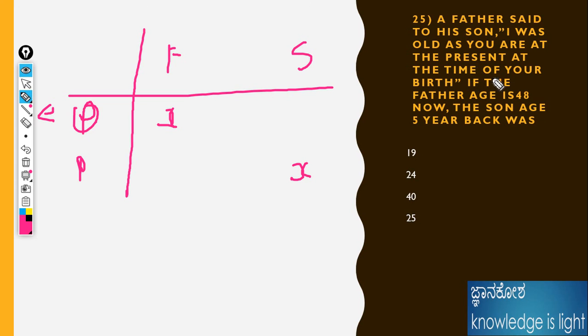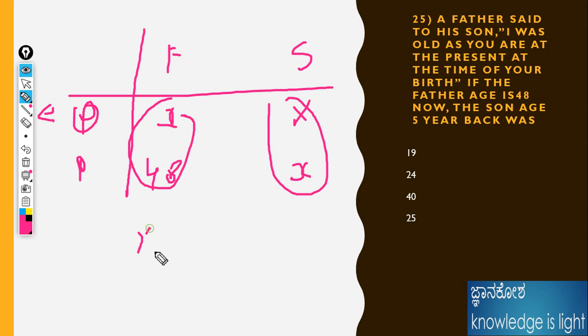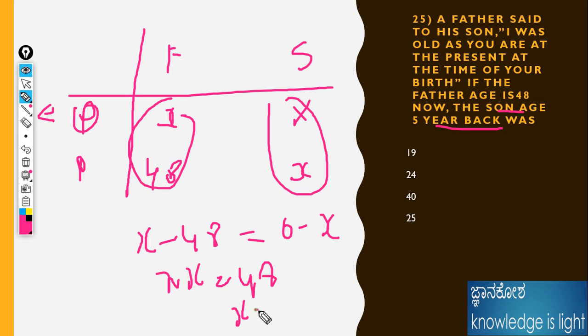If the present age of the father is 48, then going back, the son was not yet born. Apply the logic of a minus b. The son's age is x minus 40... so x minus x is 0, meaning 2x is equal to 48. X is equal to 24.